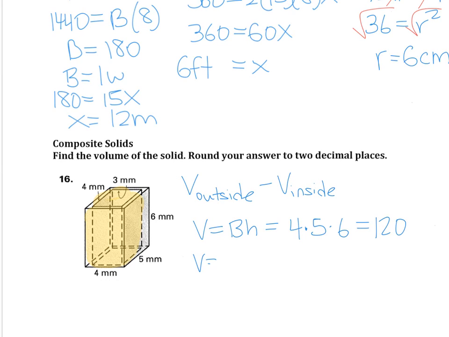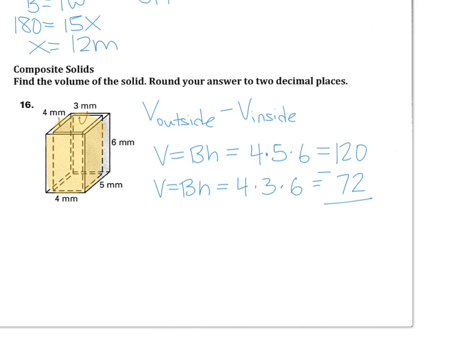And the inside, area of the base times the height. The inside, the base is 4 times 3, and the height is the same. And remember that we're going to subtract those two numbers. When you subtract, you get 48, in the units, cubic millimeters.